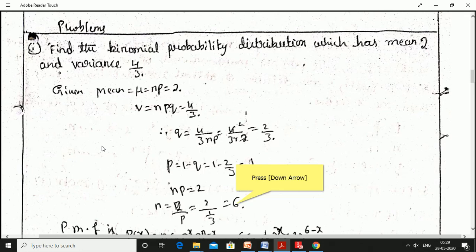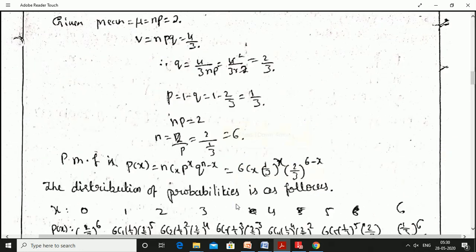And to find N, NP is equal to 2, so N is equal to 2 by P. 2 divided by 1 by 3 is nothing but 2 into 3, which is 6. N value is equal to 6. So the probability mass function of the binomial distribution, p of x is equal to nCx p power x q to the power of n minus x, takes the form 6Cx, p is 1 by 3 power x, q is 2 by 3 power 6 minus x. Okay, this is the probability mass function for the given data.